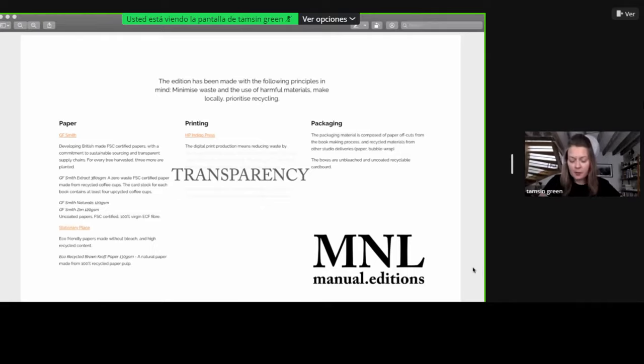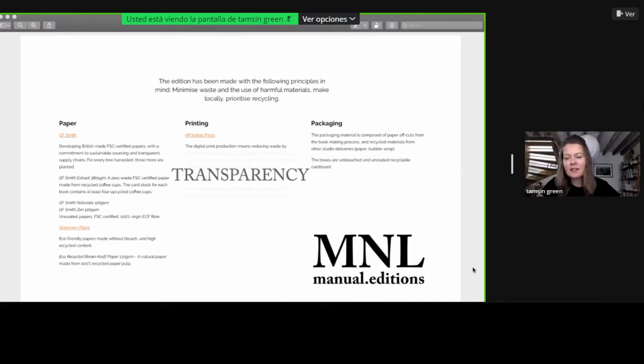And a couple of the things which I wanted to develop as part of this publishing platform was a transparency around the way that we make things. So for each of the books that I publish, I include a page on the website where you can see all of the materials and processes that we use to make the book. So it tells you all of the different paper types, where it was printed, and how I'm dealing with things like waste and packaging.